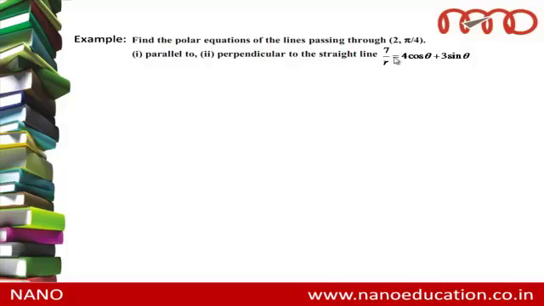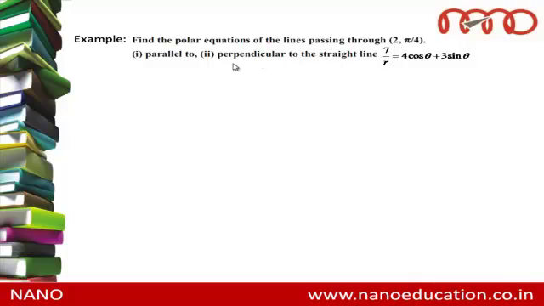We want the equation of a line parallel to this line and passing through the point (2, pi by 4). We all know that when a line is parallel to a given line, the change will only be in terms of the constant term, not in the coefficient of cos theta nor in the coefficient of sin theta. So the only number which changes here is 7. So we can assume the line parallel to 7 by r equal to 4 cos theta plus 3 sin theta to be some k by r is equal to 4 cos theta plus 3 sin theta, and to find the value of k we can substitute this point.